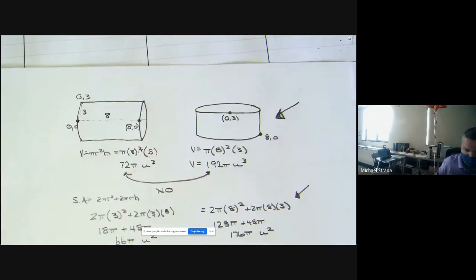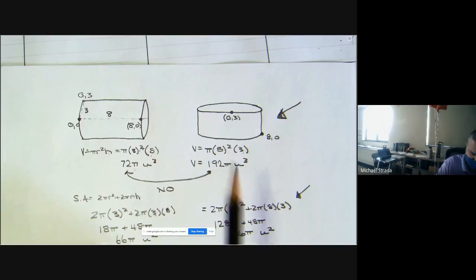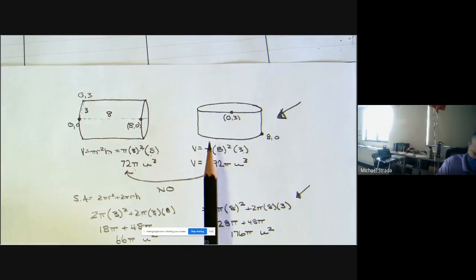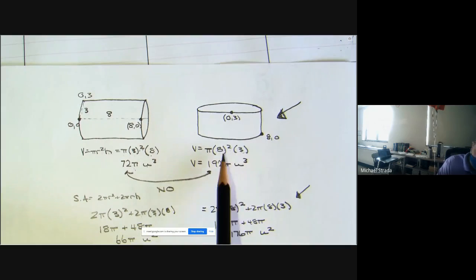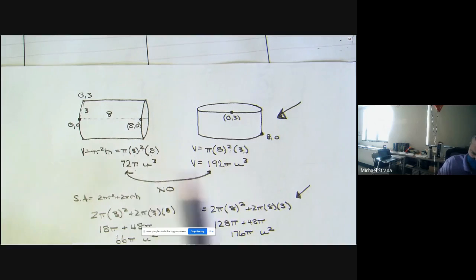For the one on the right, rotating about the y-axis, the 8 and 3 switch roles. So pi 8 squared times 3. 8 squared is 64. 64 times 3 is 192. Notice, are their volumes the same?